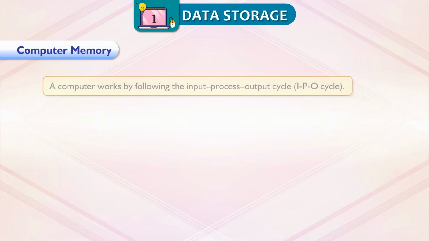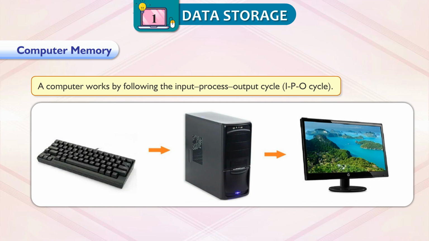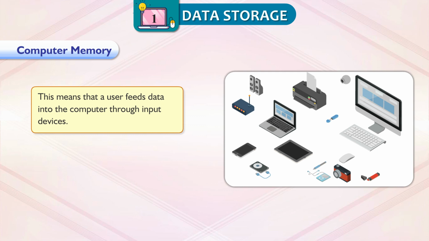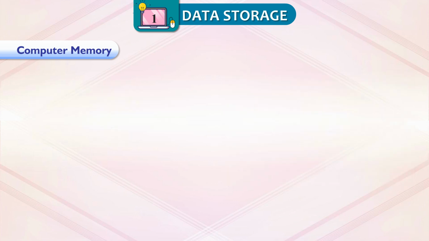Computer memory. A computer works by following the input-process-output cycle, IPO cycle. This means that a user feeds data into the computer through input devices. The computer then works upon the input with the help of processing devices. Finally, it delivers the output through output devices.